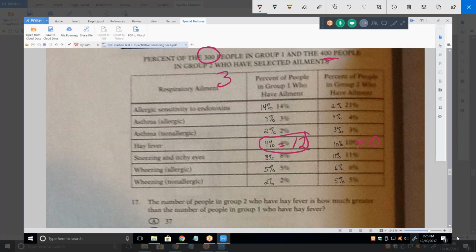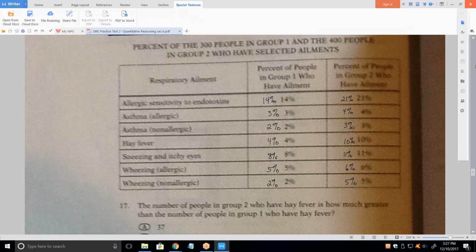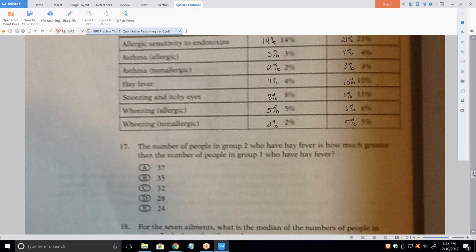Okay, so the question is, the number of people in group 2 is how much greater than the number of people in group 1 who have hay fever? Without looking at the multiple choices even, it would be 28. Yep. D.